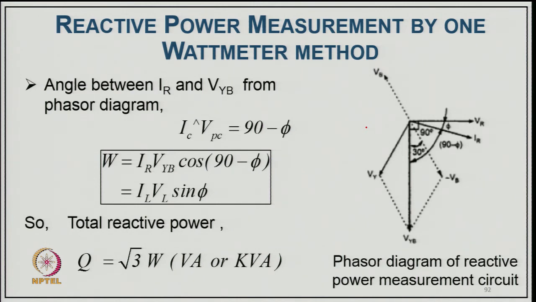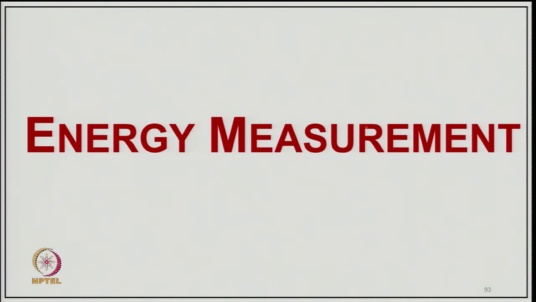From the phasor diagram, this angle is equal to 90 minus phi, so the wattmeter reading is IR VYB cos(90 minus phi), which equals IL VL sin phi. So, the total reactive power Q will be root 3 times the wattmeter reading in VAR or kVAR. Now, coming to energy measurement.